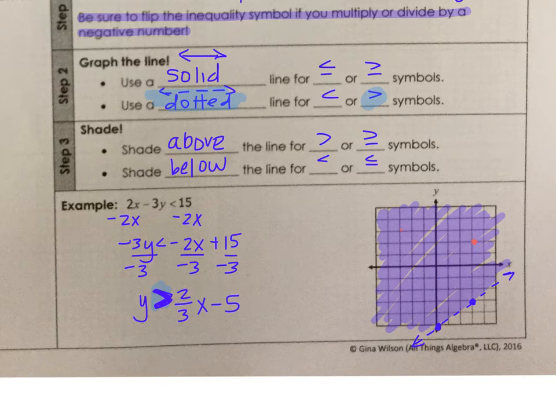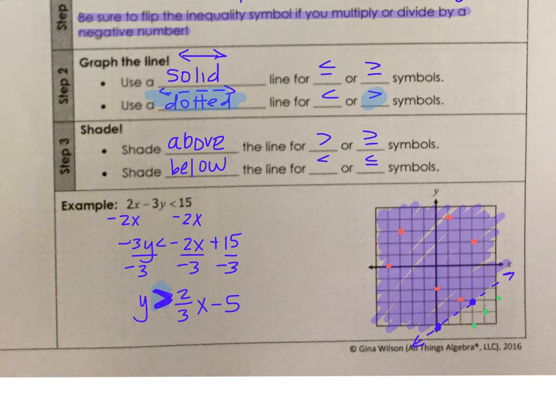So that could be a solution, that could be a solution, that could be a solution. Any of those dots that are in that purple could be an answer. If you put it into the equation, it would work out. Anything down here cannot be a solution. It's not in that colored section.